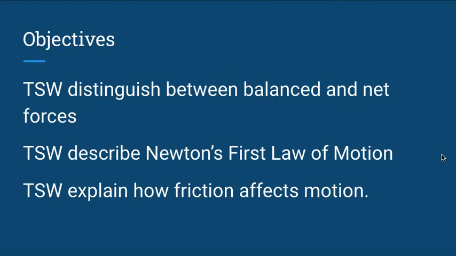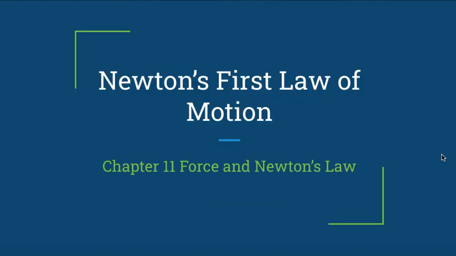You will distinguish between balance and net forces. So if something is caused to move or if it's sitting still, those ideas of balance and net forces was again found on page 311. Next, we learned about Newton's first law of motion, found on page 312. And then last, looked at the different ideas of how friction tries to bring things to a stop and how it affects motion. That concludes our study of Newton's first law of motion and the beginning of chapter 11.